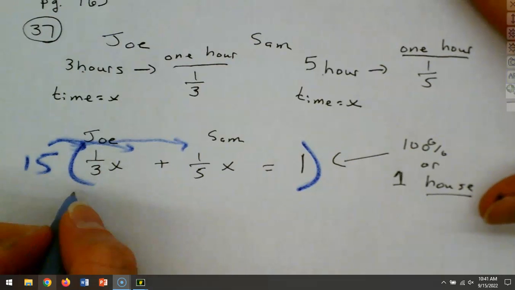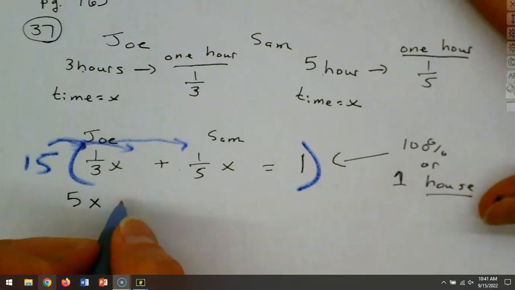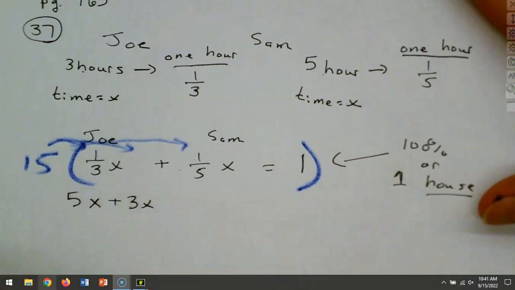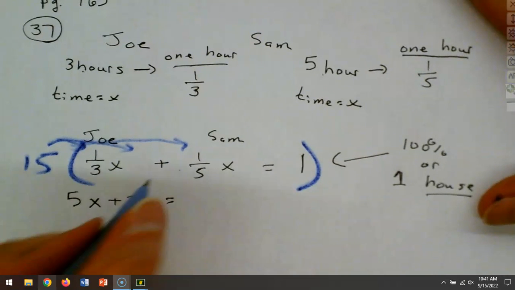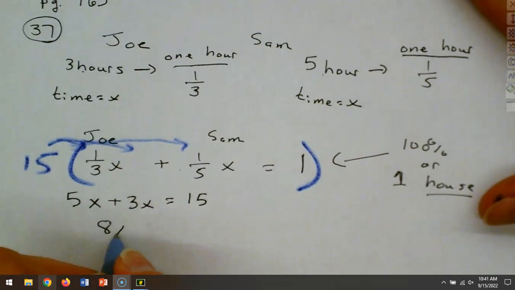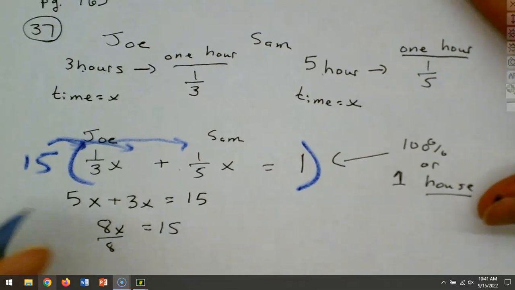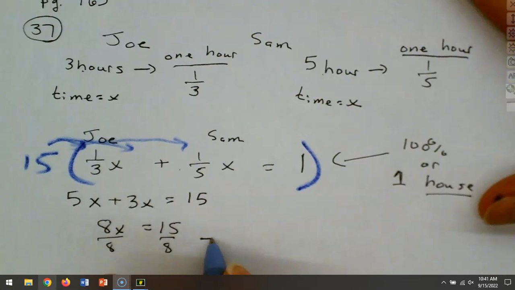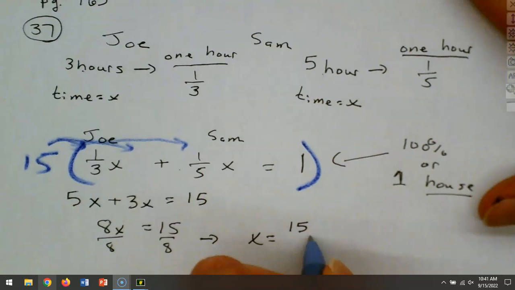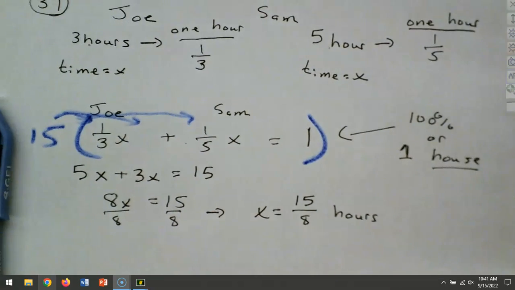15 divided by 3 is a 5, so that's a 5x. 15 divided by 5, well, that's a 3. Let's bring the x down. And 15 times 1 is a 15. Add those together, and we get 8x equals 15. Divide by our 8, and we now have our answer, which is 15 over 8. And this is going to be in terms of hours. You could convert that to minutes if you want to.